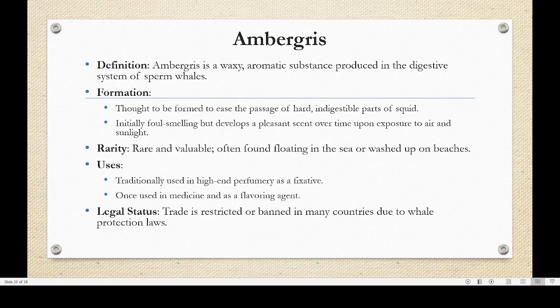Initially it is foul smelling but develops a pleasant smell over time with exposure to air and sunlight. So when we collect it from the sperm whale, its smell is not good. But after a period of exposure to air, the smell becomes more appealing. It is rare and valuable, often found floating in the sea or washed up on beaches. It is restricted and banned in many countries due to whale protection. I will show you how ambergris looks.